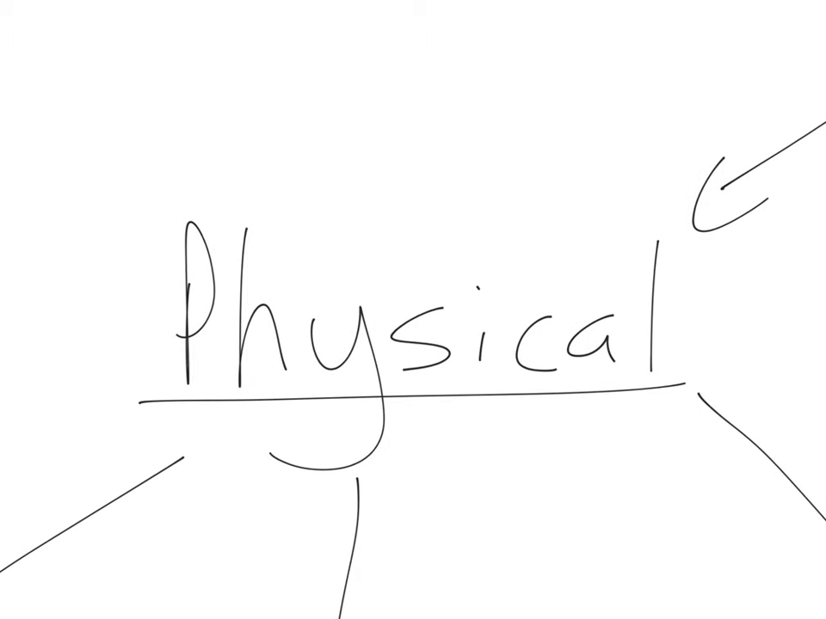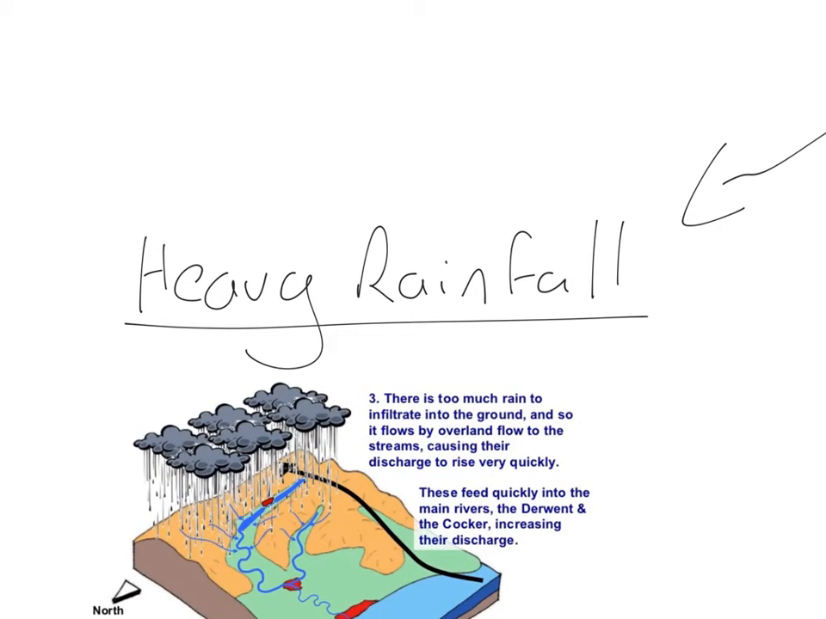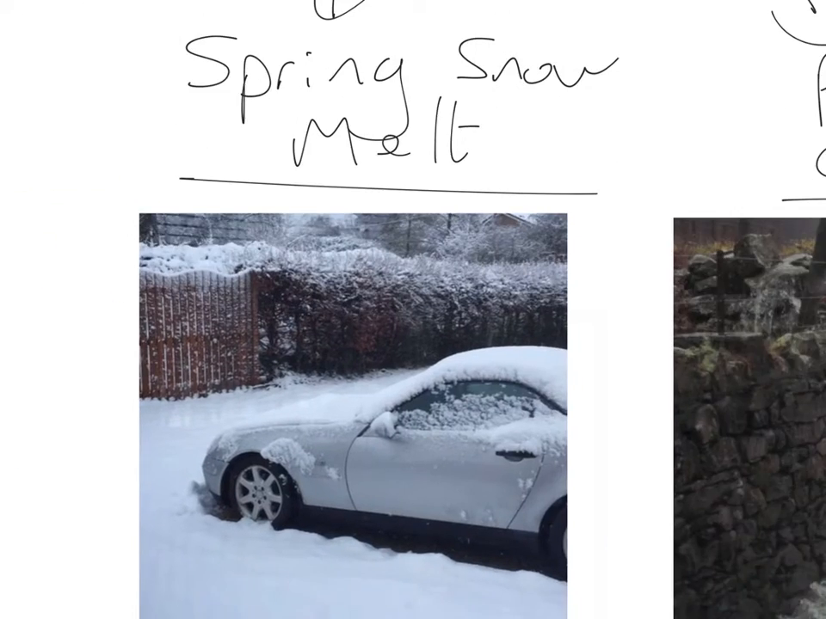The physical causes of flooding in the River Derwent relate to, first of all, heavy rainfall. The heavy rainfall is at such an intensity that it cannot infiltrate into the ground. That means that it makes its way overland as surface runoff to the river, which causes a flash flood and causes a number of problems in this case study.